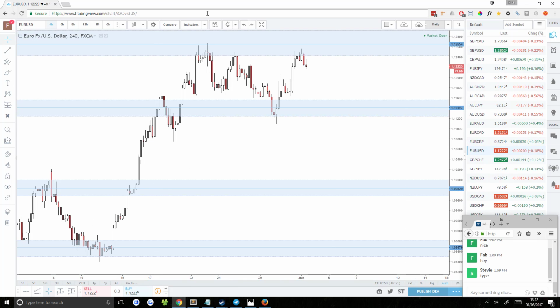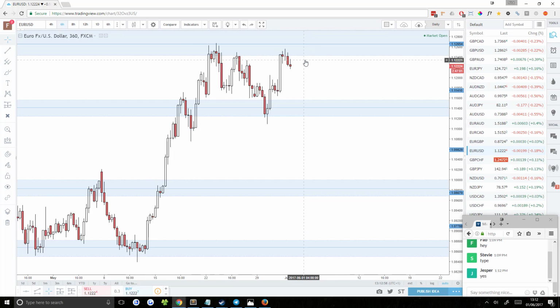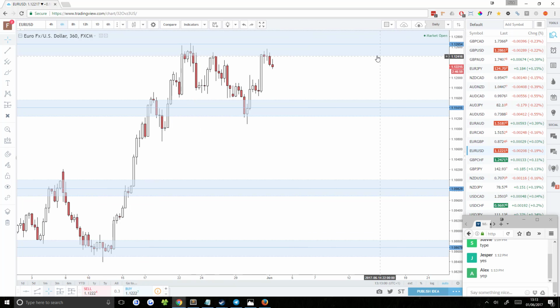Euro USD. Some of you are short on Euro USD. Is that correct? I saw that on the forum. Not a bad setup, actually. You have two recent bounces on your side. Bam, bam. And now it's trying again. Let's see if it works out.